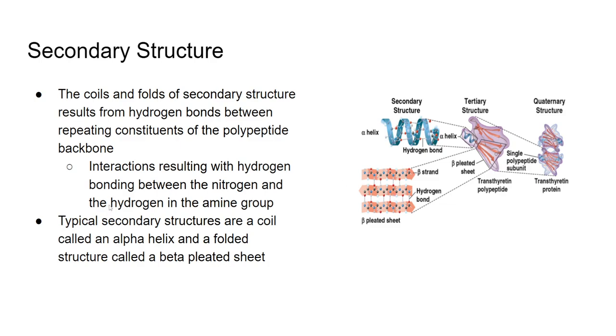So typical secondary structures are a coil called an alpha helix and a folded structure called a beta pleated sheet. So these are the two types. If you were asked a question on what are the two types of secondary structures in a protein, you could say an alpha helix and a beta pleated sheet, and those work based on the hydrogen bonding between the backbones of the polypeptide.